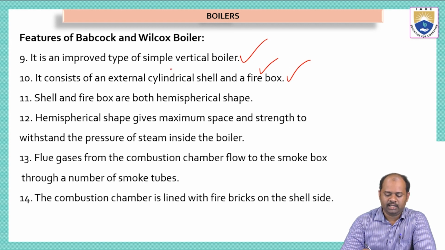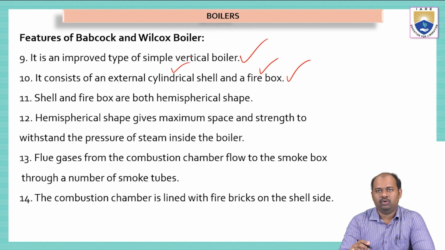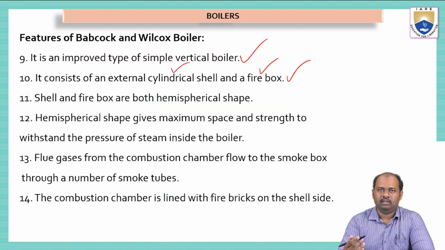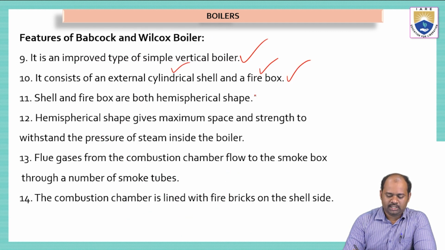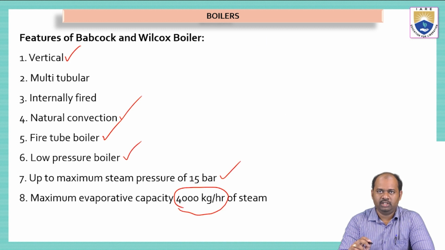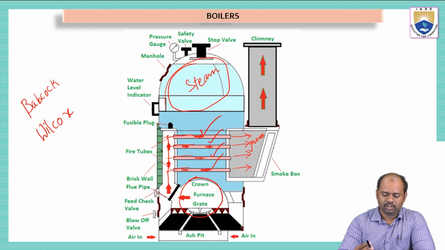And this has an external cylindrical shell. You can see in this diagram, this has a cylindrical shell. Okay. Even inside the cylindrical shell, we have brick lining, which will insulate the hot gases. Okay. And then the next one is that the shell and firebox are both hemispherical in shape. So in this diagram, we can see the container which is used to collect the steam.